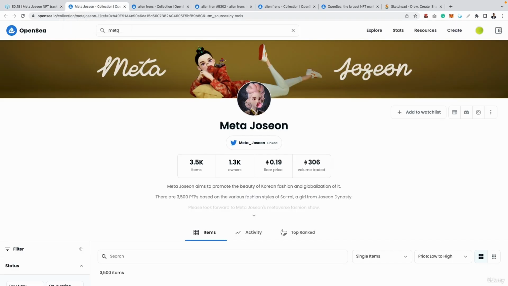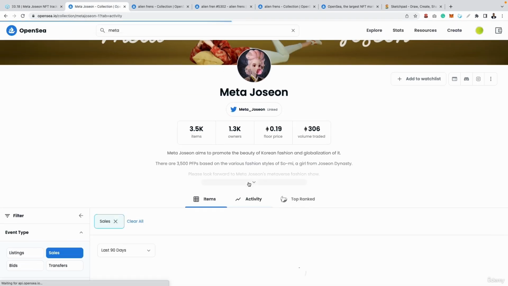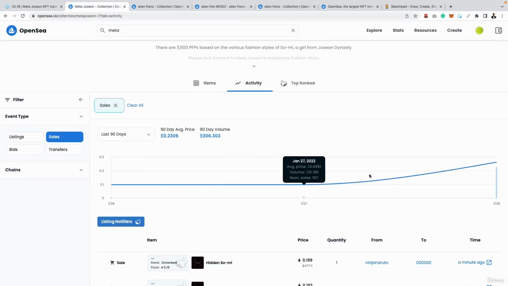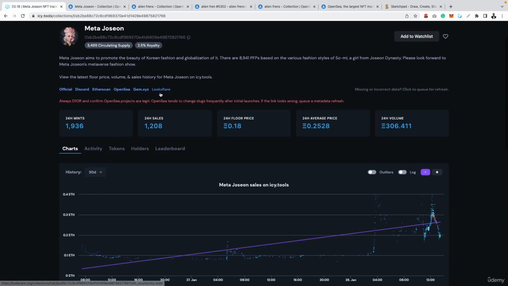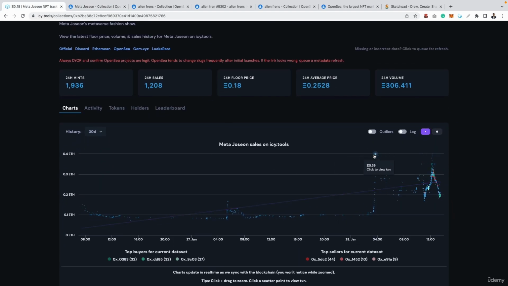So if I wanted to figure out how this project is going, I could go over to activity. And as you can see now, like the line chart, it doesn't really tell us much, right? It's for the last 2 days. The price has been increasing, but I want to know, are people spending a lot of money on specific rare items, right? You don't know that. You have to scroll down and manually review the data. Whereas on IC Tools, we can literally see what the maximum amount people have paid very easily, 0.4.